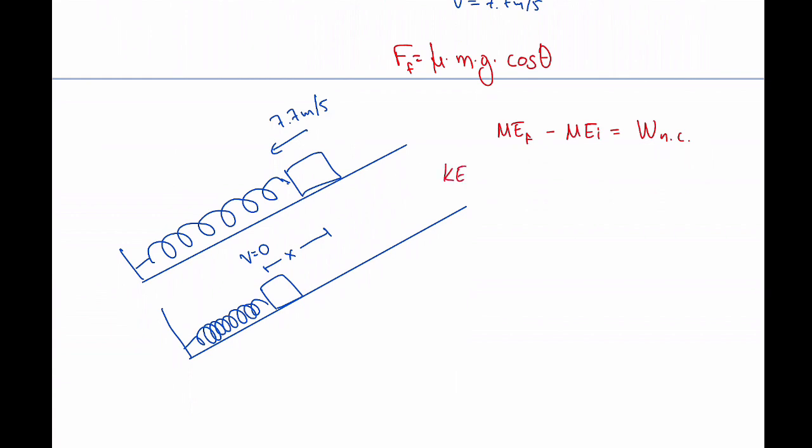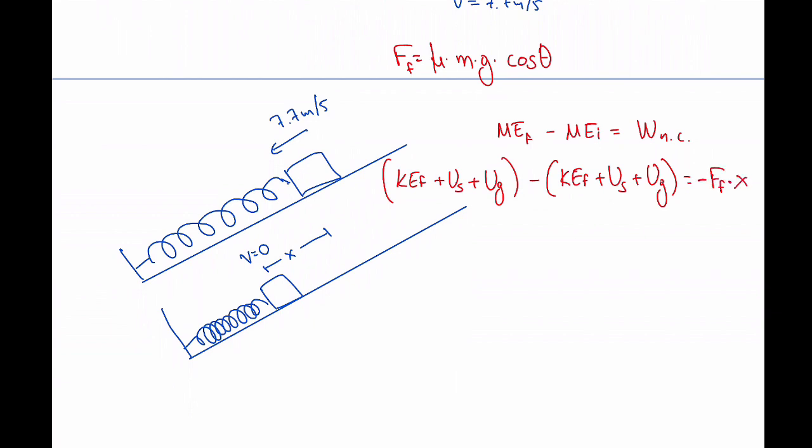So kinetic energy final plus potential energy final. However, we have two potential energies. So we have potential energy by the spring and potential energy by gravity, minus the mechanical energy initial, that is, in a similar way, kinetic energy final, plus potential energy by the spring final, plus gravitational potential energy final, is equal to the work by the force of friction, which is minus force of friction times the distance x.